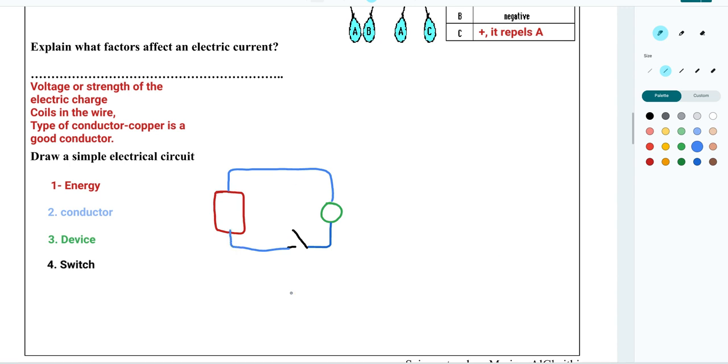Okay, and remember the function of each of these, where the conductor allows for the current to flow through it. Our device is going to be our light bulb that will be turned on and off. Our switch allows us to turn off and on our light bulb, and then we have a battery, and we can go ahead and write 3 volts in there. You're using the 3-volt battery here.